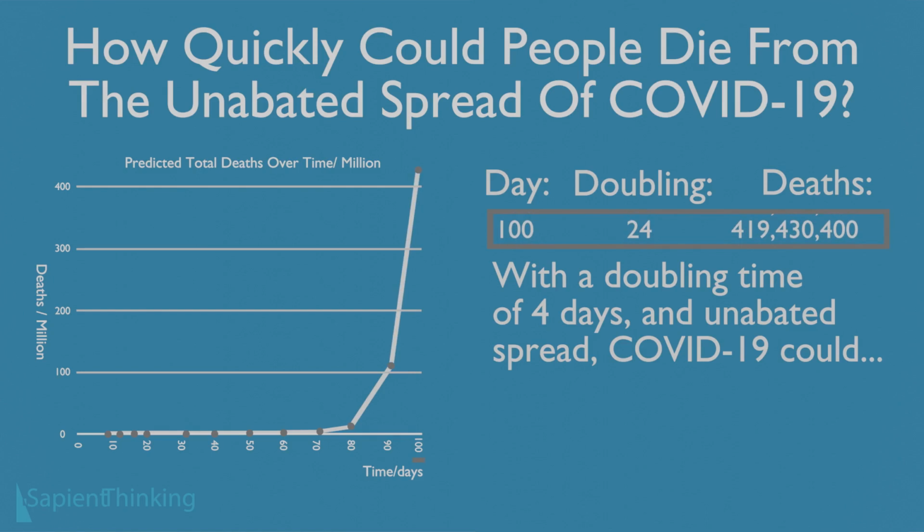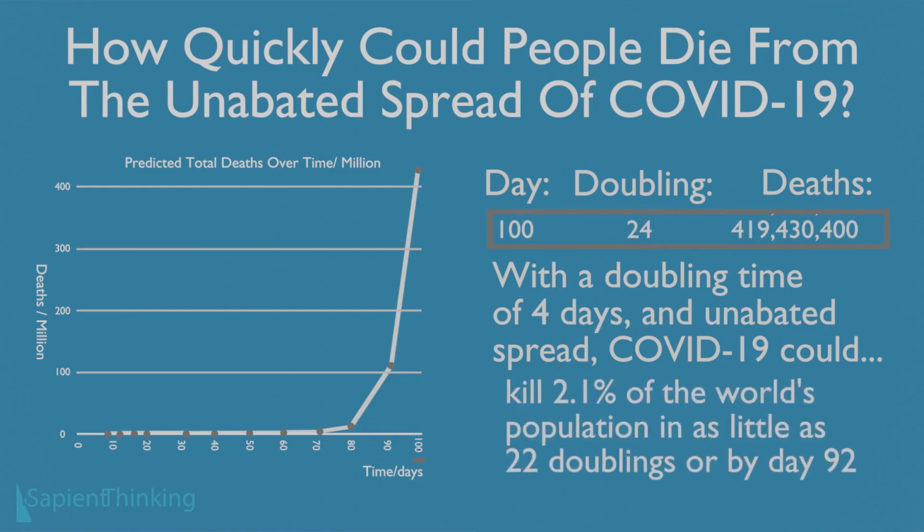From the graph, we can see that COVID-19 could kill 2.1% of the global population in as early as 22 doublings, 92 days, or by the 25th of April. Our models demonstrate that COVID-19 represents a significant and immediate threat to humanity, both in its rate of spread and its rate of achieving high mortality numbers.